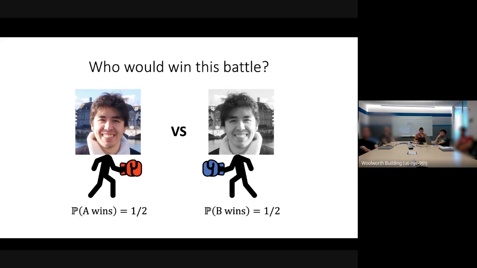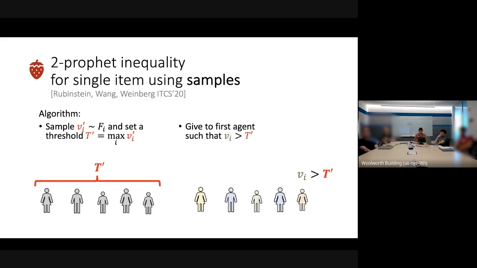So how do we use this observation? As follows. So as I said, a sample-based profit inequality is like allocating one item to a sequence of n agents.